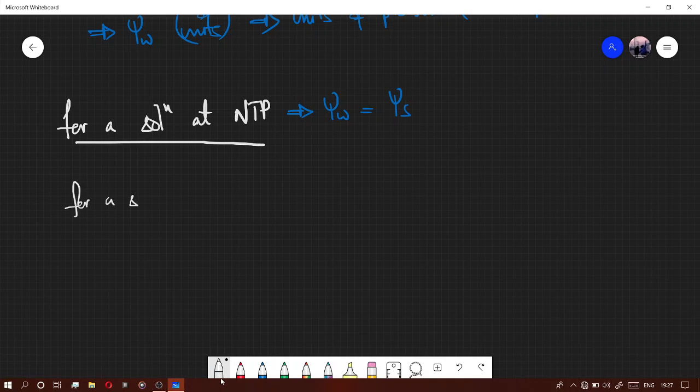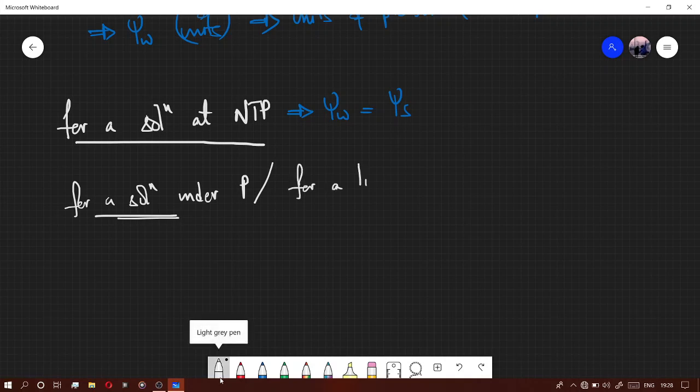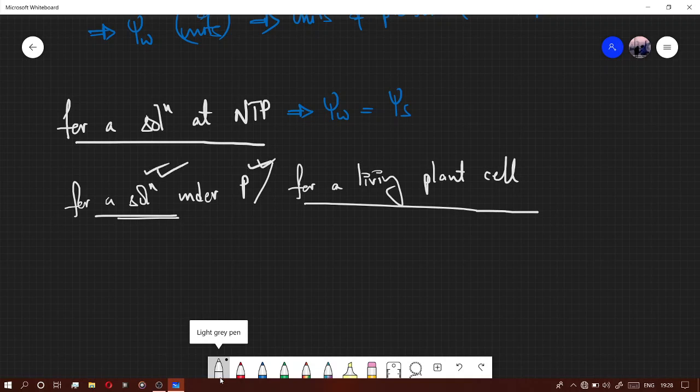And for a solution under pressure, this is the condition for a living plant cell. Inside a living plant cell, the solution is also under pressure. So what happens in a living plant cell? In case of a living plant cell, we can define psi W as psi S plus psi P.